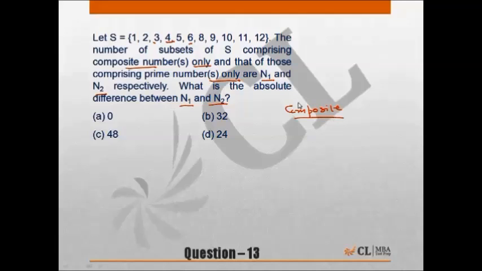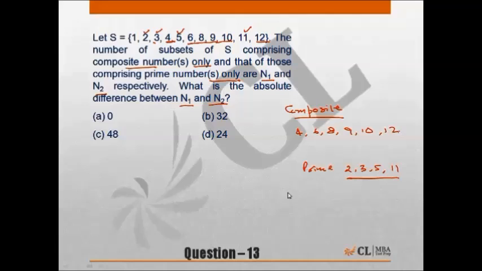Composite numbers in the given set are 4, 6, 8, 9, 10 and 12. And the prime numbers in this given set are 2, 3, 5, 11. So how many sets are possible with these four prime numbers? The sets of prime numbers could have any one of them. They could have two prime numbers, three prime numbers, or all four.